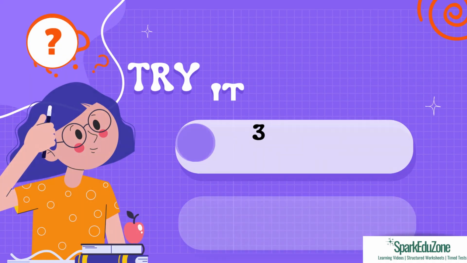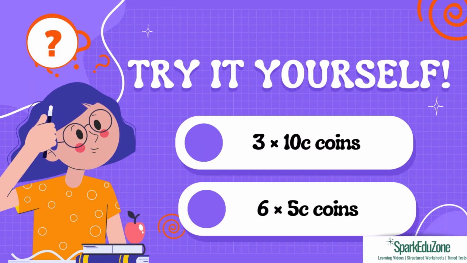Let's practice. If you have 3 10-cent coins and 6 5-cent coins, what's the total? Count by 10s, then by 5s, and add them together.